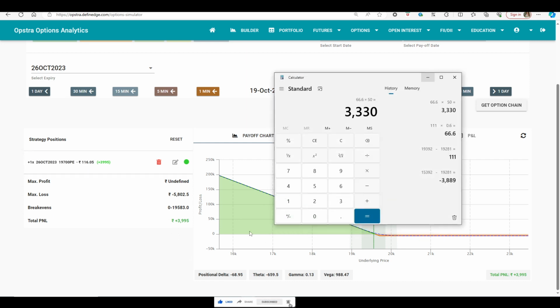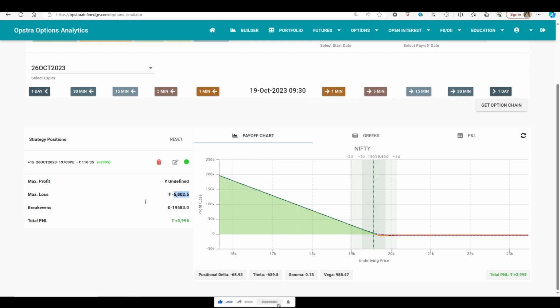Okay, if we go to the calculator, 50 into 116, which is about 5,800, is what we are going to invest. This is the amount we are going to lose if we hold the position till expiry. Since this is a buy position, we don't want to hold till evening because of the decay and market fluctuations. If the market reverses, you will immediately see the loss because of the buying position.